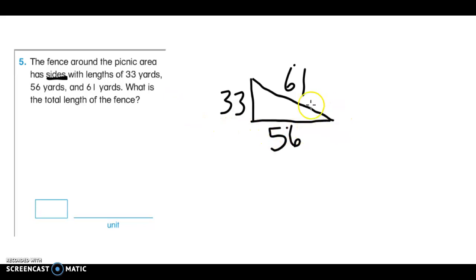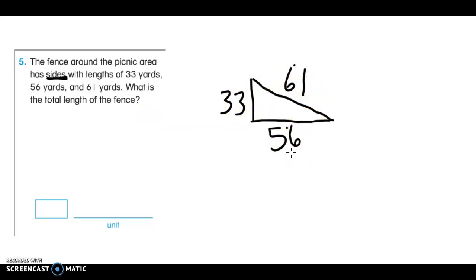This is my fence. Of course you can have a triangle yard or picnic area. It does not have to be a square or rectangle. So this one, what is the total length of the fence? I have to add all these three up.